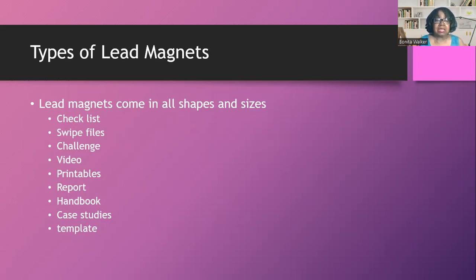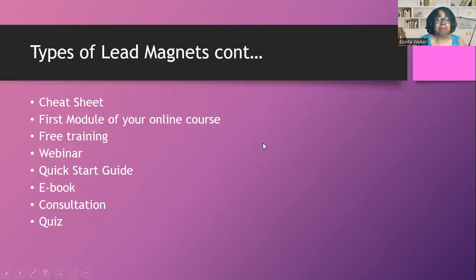You could do case studies. You could offer a template, cheat sheets. You could actually give them the first module of your online course and say, this is my lead magnet, come take my course. And if they like what they see, they'll go ahead and sign up and get the rest of those modules. Offer a free training, webinar, a quick start guide, an ebook. And again, ebooks, make sure they're not lengthy. A free consultation or quiz. All of these are great lead magnets for almost any niche.